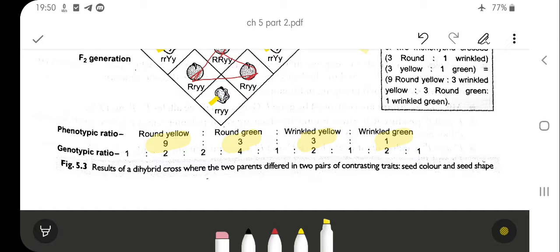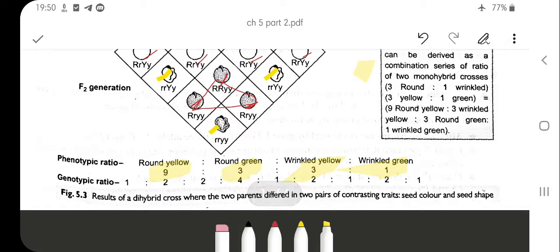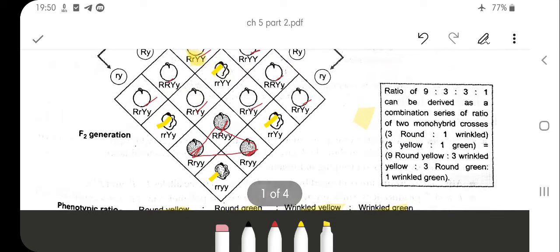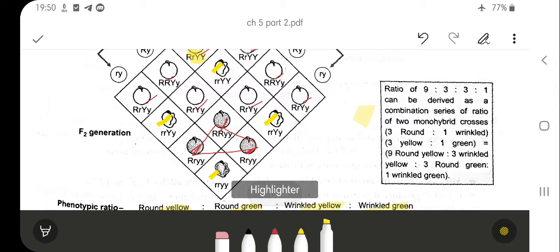So the result of a dihybrid cross, where the two parents differ in two pairs of contrasting characters, that is seed color and seed shape, shows the phenotypic ratio or the dihybrid ratio, that is 9:3:3:1. This is very important. So the ratio 9:3:3:1 can be derived as a combination of the ratios of two monohybrid crosses, that is 3 round 1 wrinkled, 3 yellow 1 green, giving 9 round yellow, 3 wrinkled yellow, 3 round green and 1 wrinkled green.